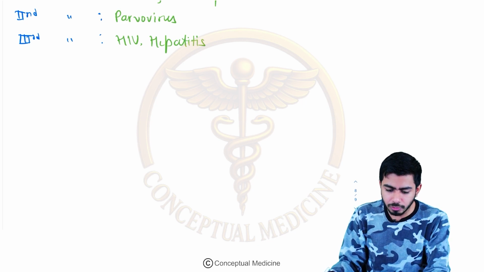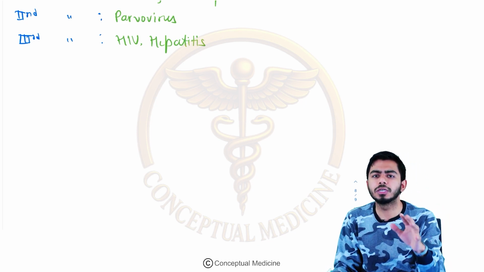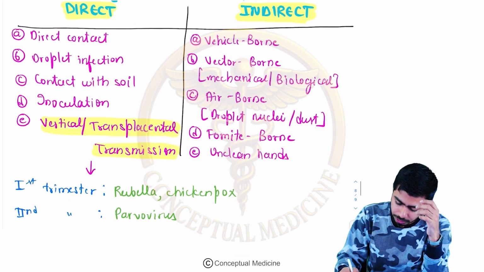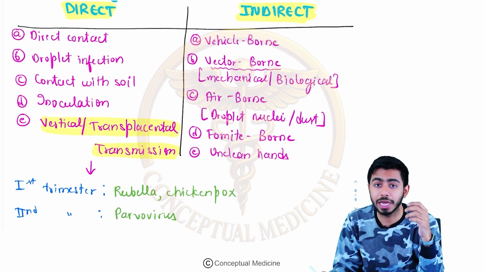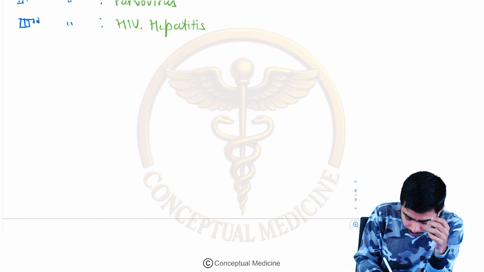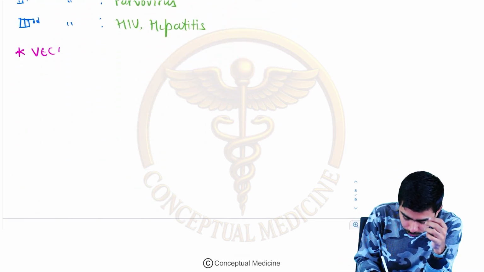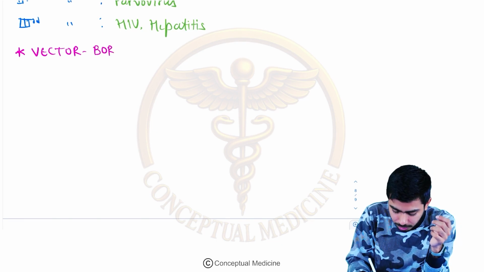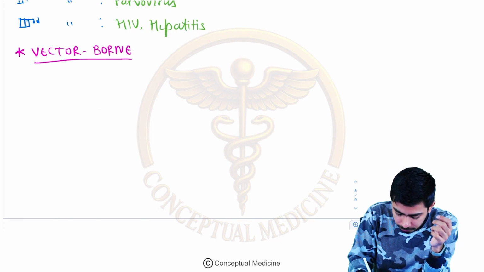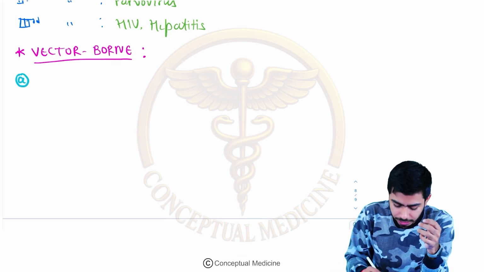Okay, guys. Now I'm moving on to the example I told you I would discuss: vector-borne disease has two types, mechanical and biological. So let's talk about that. I was talking about the vector-borne, so first of all, you should be very clear that I'm talking about the indirect mode of transmission, right? First one I told you was your mechanical type.